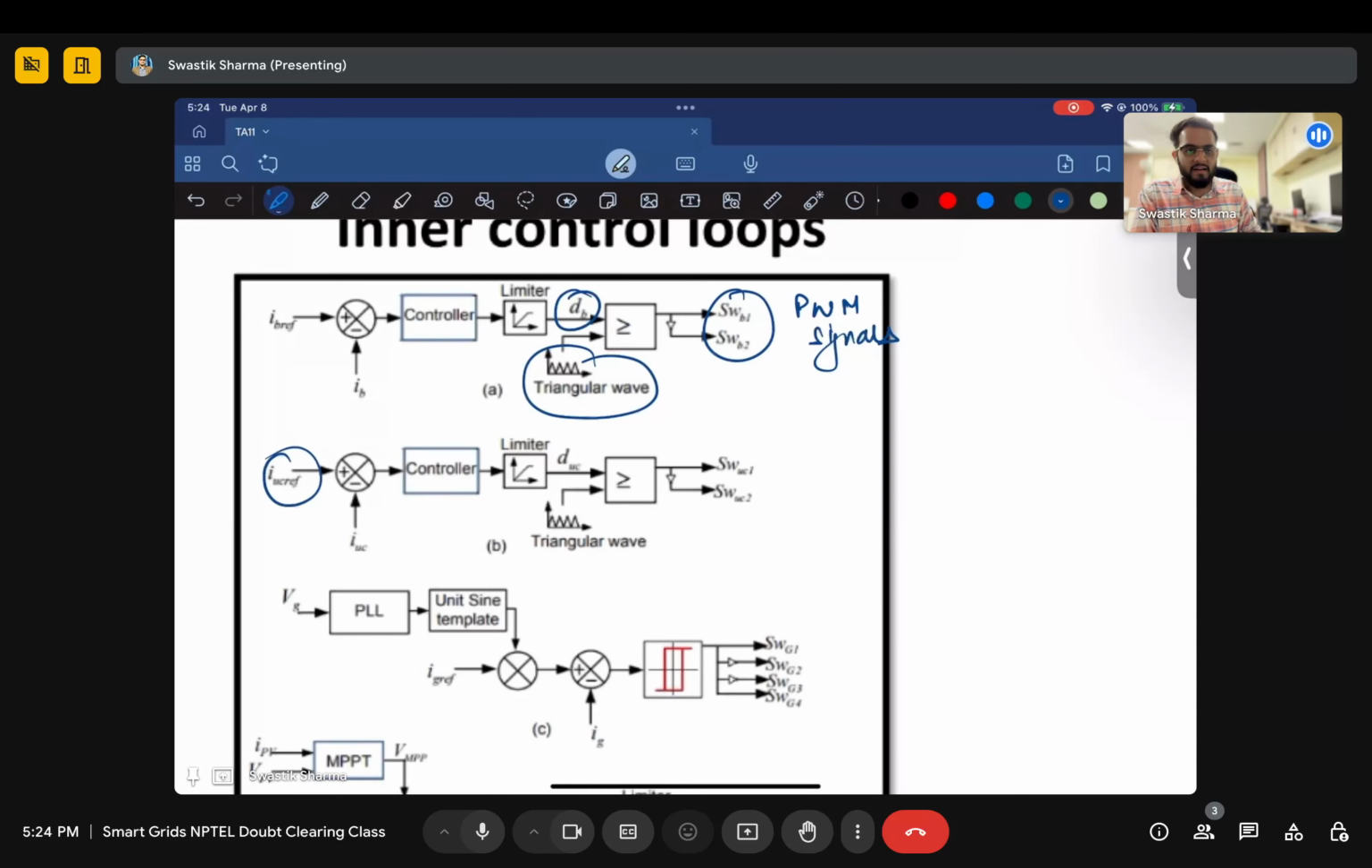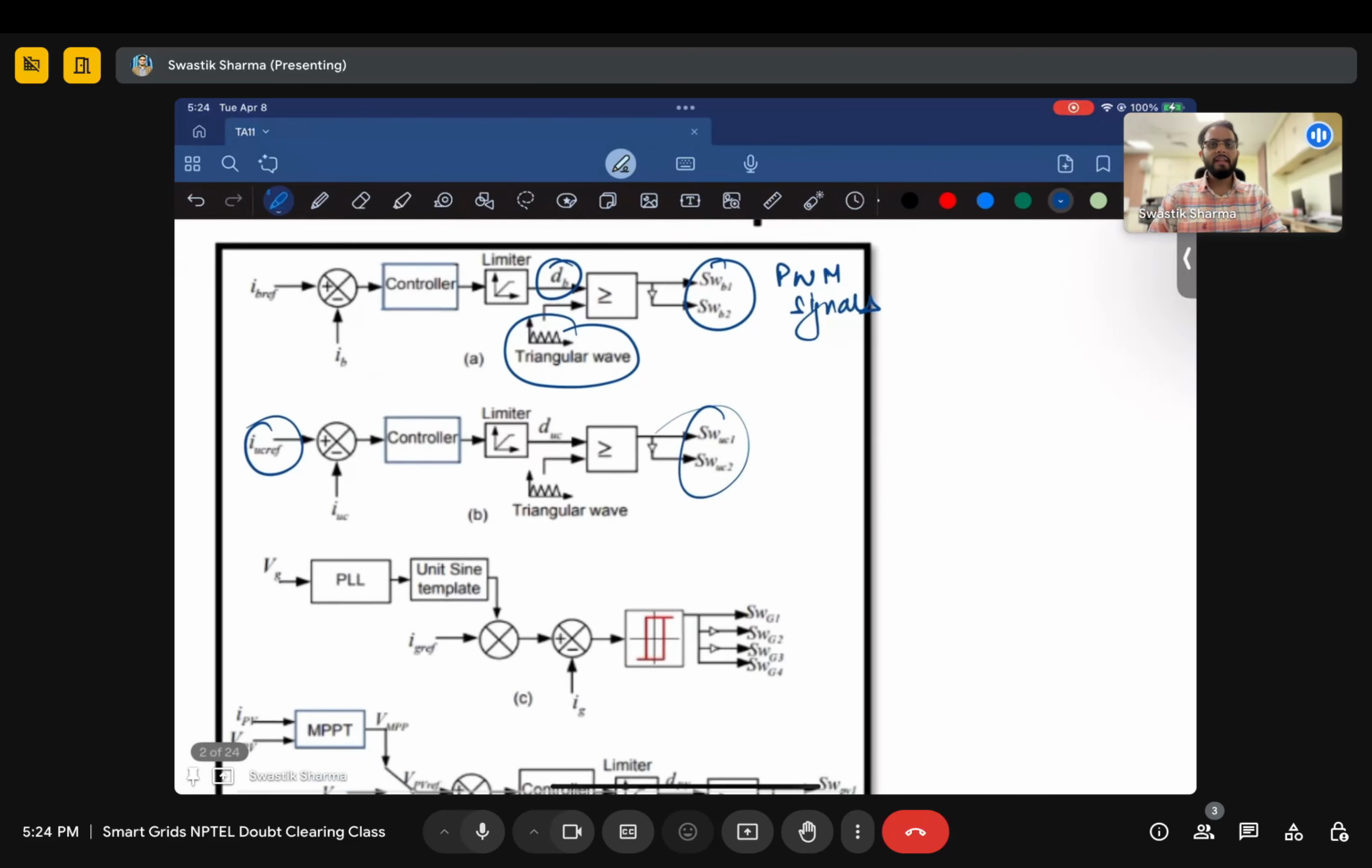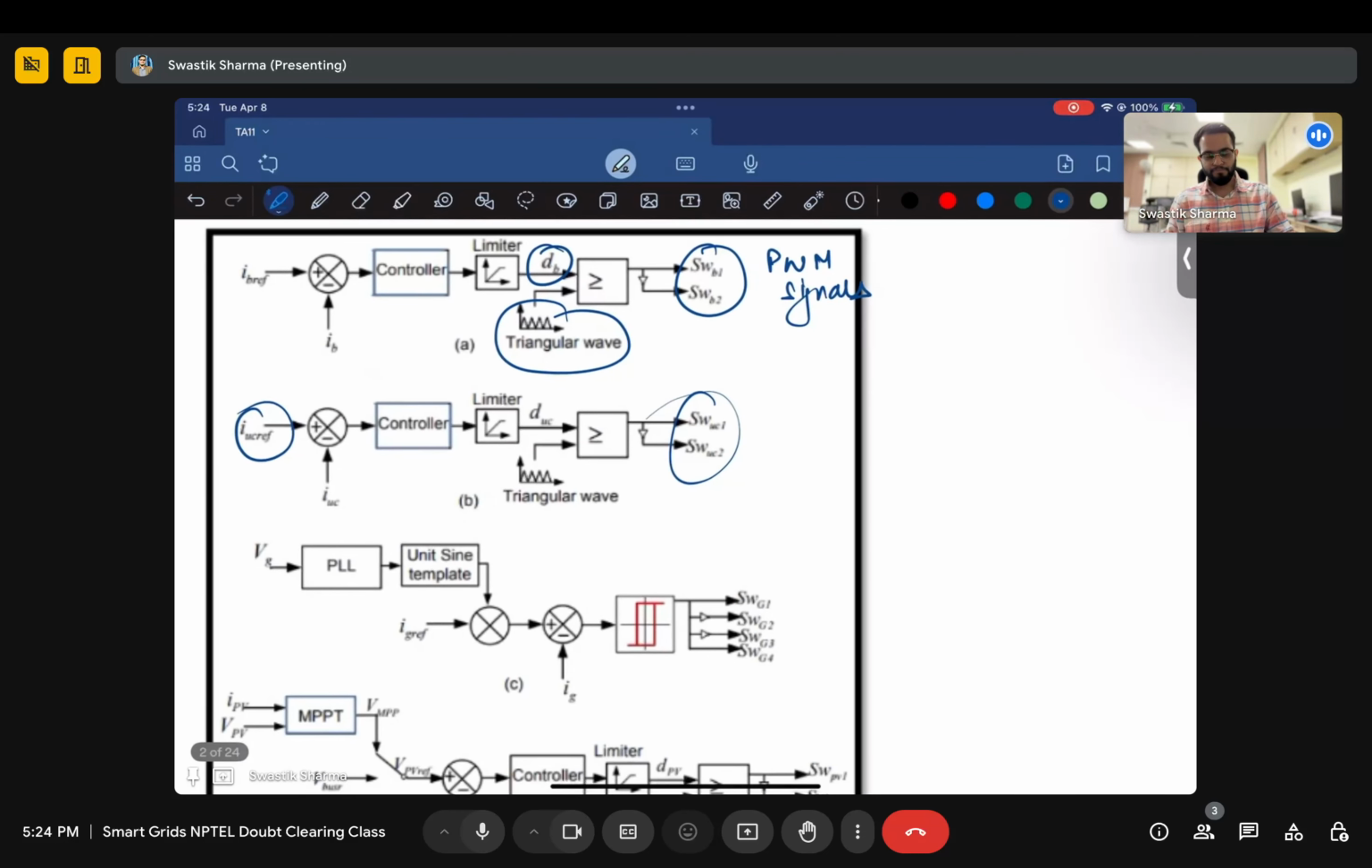Again, for this ultracapacitor, you have a reference signal that is received from the power flow control strategy, and you develop how these gating pulses need to behave, right? That is what you want at the end of the day.